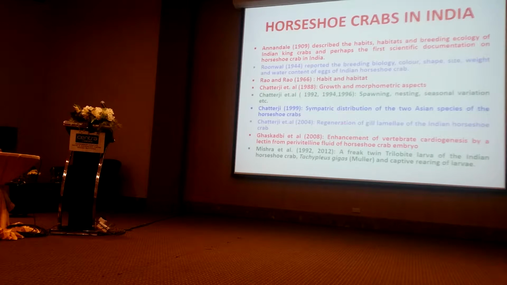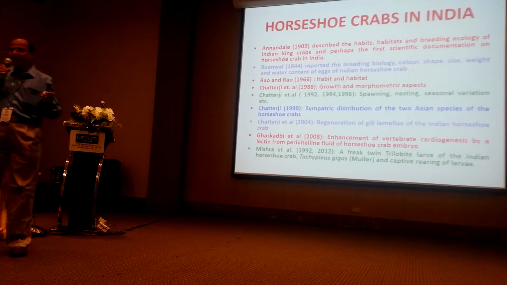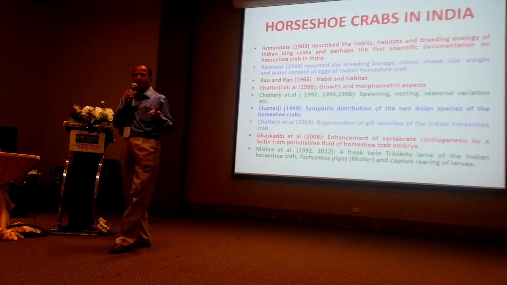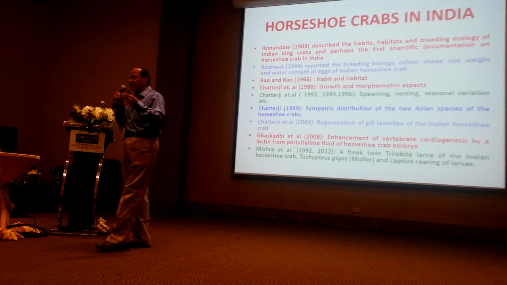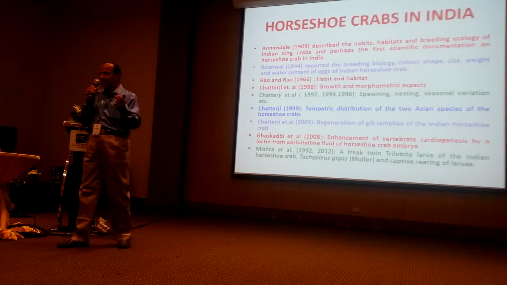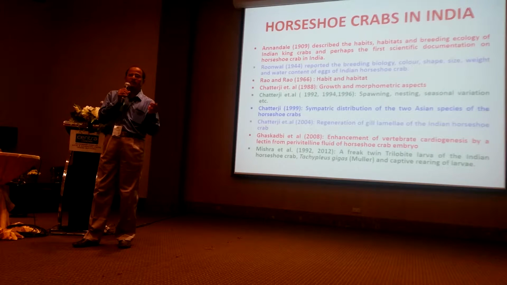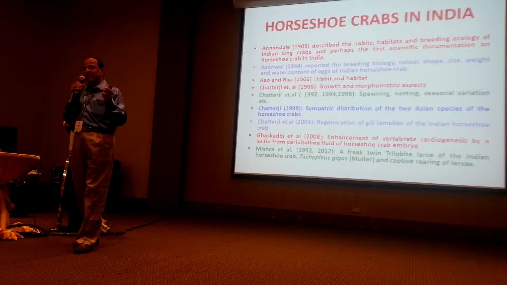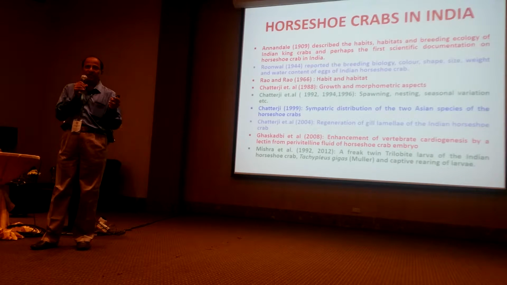And the regeneration capacity of the gill lamella in in vitro culture was studied in 2004; the National Institute of Oceanography did some of the work earlier. And it is a very important achievement with Dhas Key et al.: enhancement of vertebrate cardiogenesis by a lectin from perivitelline fluid of horseshoe crab. What is this perivitelline fluid? If you grow these eggs in vitro, after 35 to 40 days of incubation you see a little movement of the embryo inside the egg, filled with a liquid known as perivitelline fluid. This is the first fluid which nourishes the embryo and gives protection.